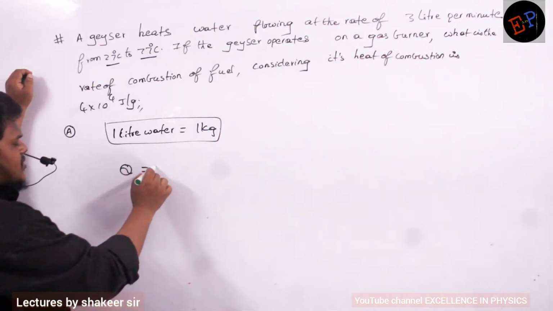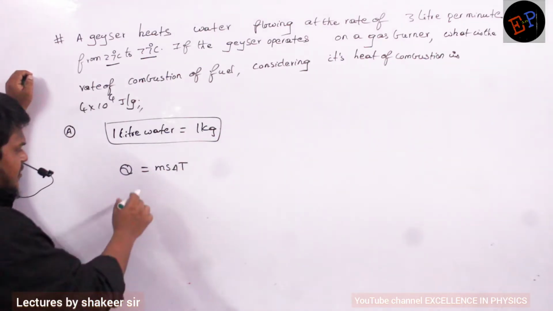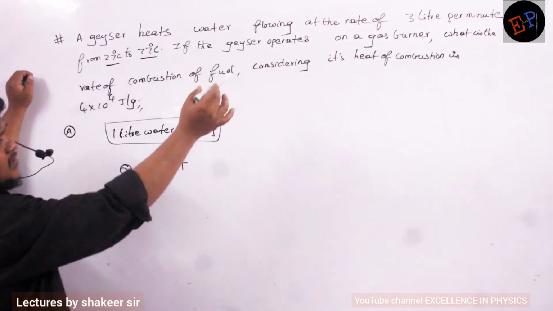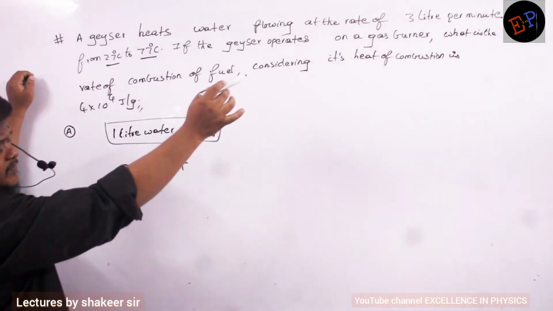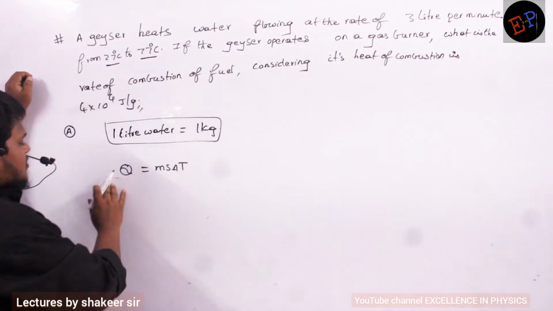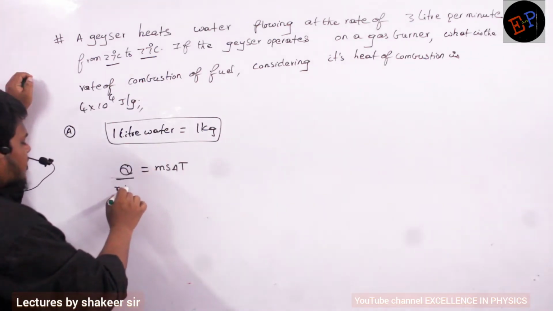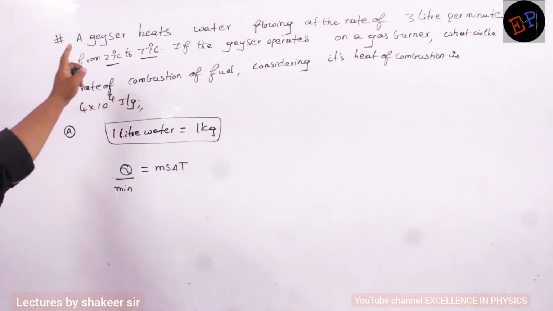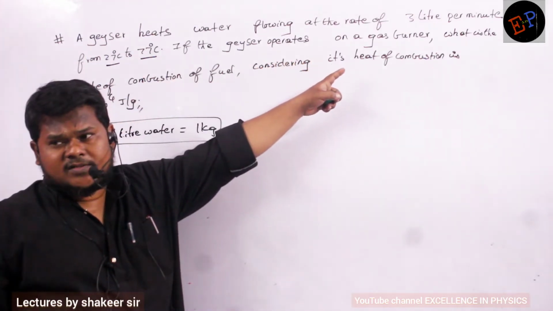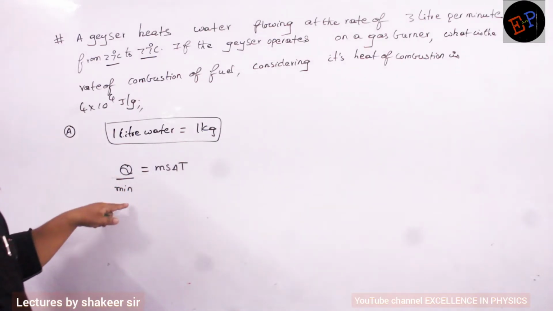Total amount of heat energy supplied is equal to m s delta T. This is the formula. Mass of water: 3 liters of water is flowing per minute. So I will calculate Q per minute. In 1 minute, 3 liters of water is flowing, so I will also calculate the amount of heat energy supplied per minute only.